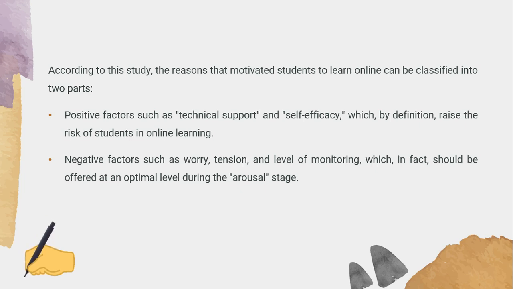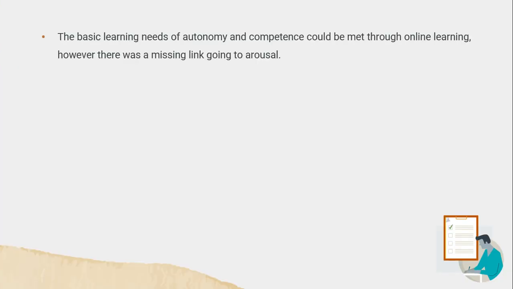According to James 2018, stress arousal does not reflect a negative emotional state. Too little or too much would have the opposite impact of motivating students to engage in online learning. So the basic learning needs of autonomy and competence could be met through online learning. However, there was a missing link going to arousal.